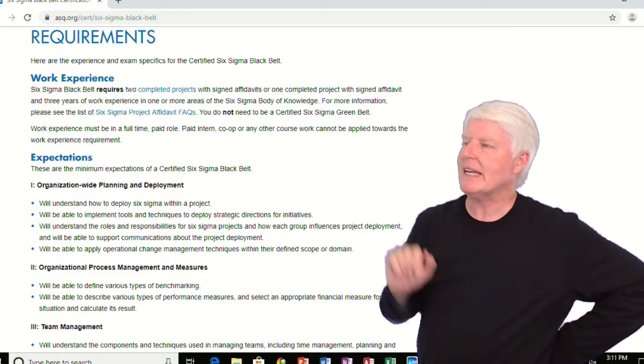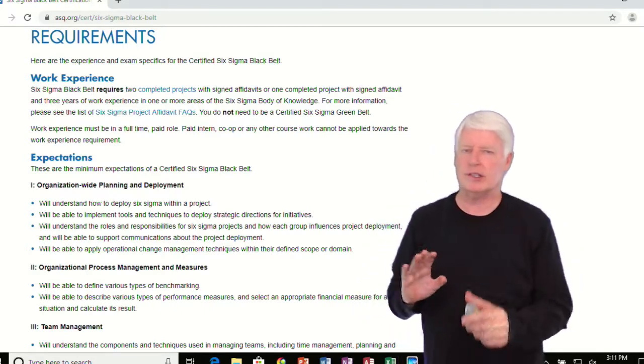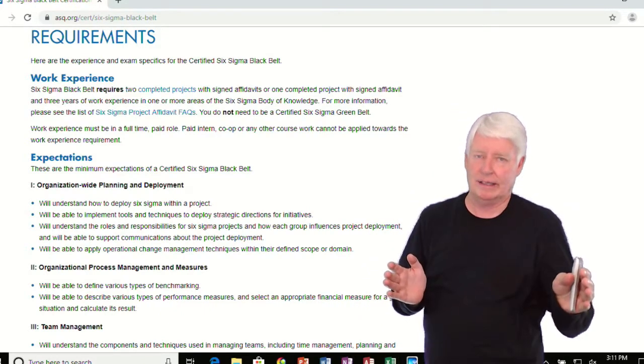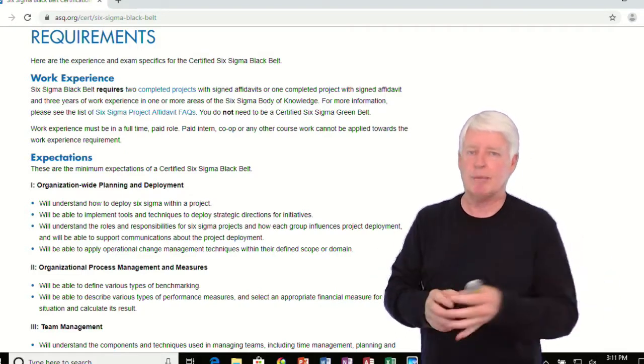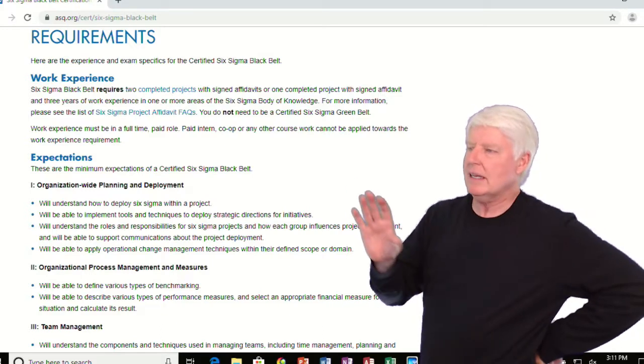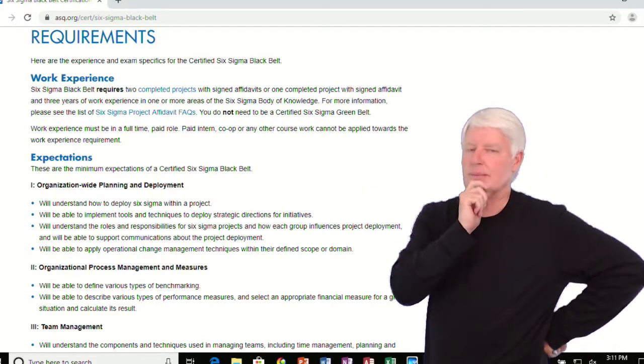So that's one reason I like this. I teach a lot of university students, and guess what? They have a hard time getting many certifications right out of college. But they get out of college, do a couple projects, bang, they can take the Six Sigma Black Belt certification exam. I really like that about the Six Sigma Black Belt.